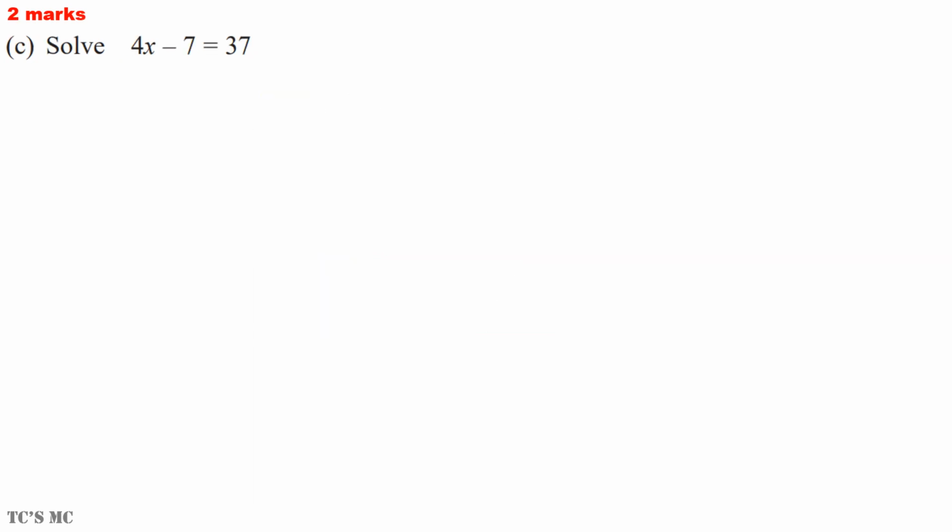Solve 4x subtract 7 equals 37. I like to use the flowchart method. Start with x. 4x means multiply by 4. Subtract 7 means subtract 7. And we end up with 37.